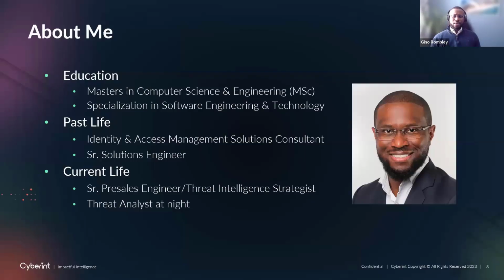So a little bit about me. As Danny introduced, my name is Gino Rumbly. I have a master's in computer science and engineering, which I obtained at the University of Eindhoven, where I specialized in software engineering technology. I'm about 11, 12 years in the cybersecurity space. When I first started my career, I focused a lot on identity and access management solutions, where I was a consultant helping large enterprise organizations manage their identities, so all their standard credentials and accounts for multiple applications, making sure they're safely stored in one solution.